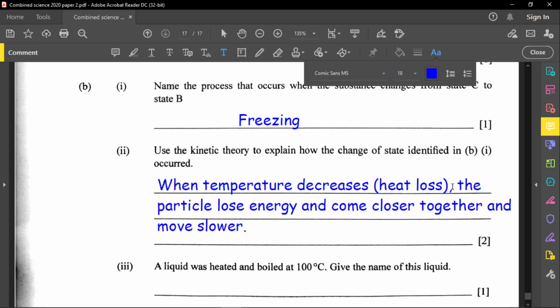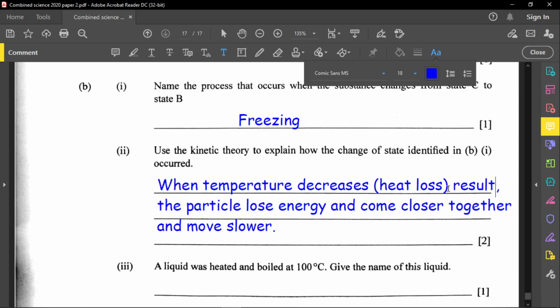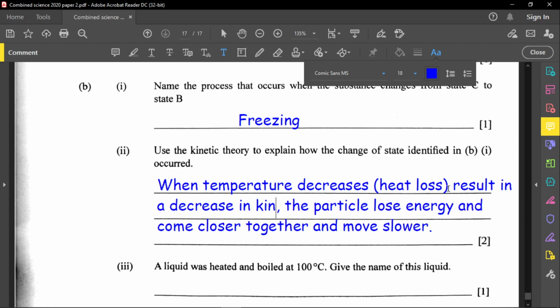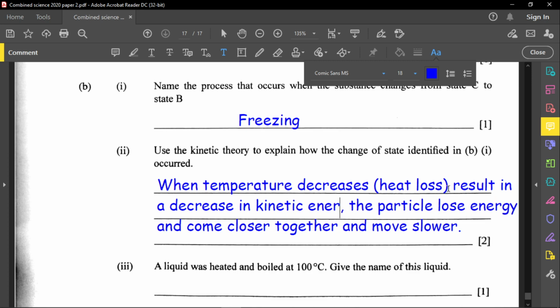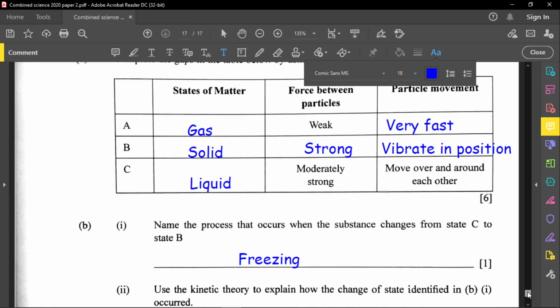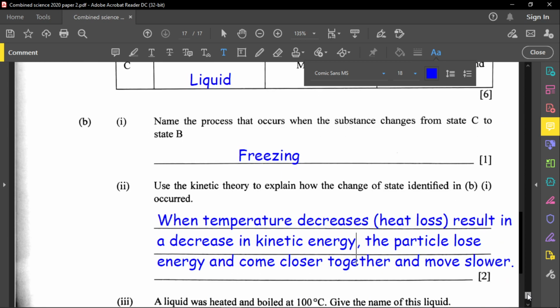So again, decreasing temperature equals decreasing kinetic energy. You can make a note of that. Decreasing temperature, loss of heat, results in a decrease in kinetic energy, which means less movement. Because kinetic energy deals with what? Movement. And so the particles lose energy and become closer together, and are held closer together by that bond, which is stronger than their movement. That's exactly what happened there.